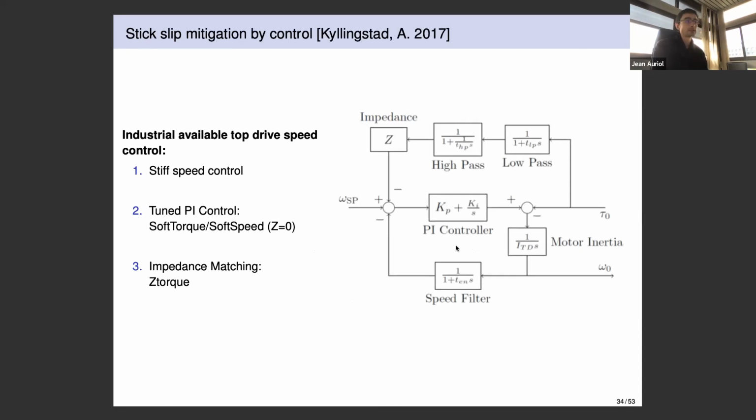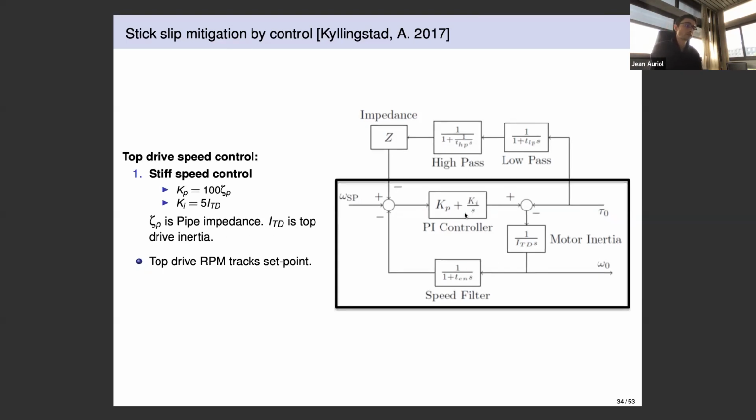But basically, you have a classical stick-slip mitigation strategy, which is given by the following scheme. You have several parts on the scheme, and industrially available top drive speed controllers are usually based on either the whole scheme or only a part of it. Two types of stick-slip mitigation controllers have been widely developed: the soft torque and soft speed systems and the newer Z-torque systems. These controllers have been proved to be more efficient compared to simple stiff PI controllers, and they have been improved by completing them with a feed-forward action. And this is what I'm going to show.